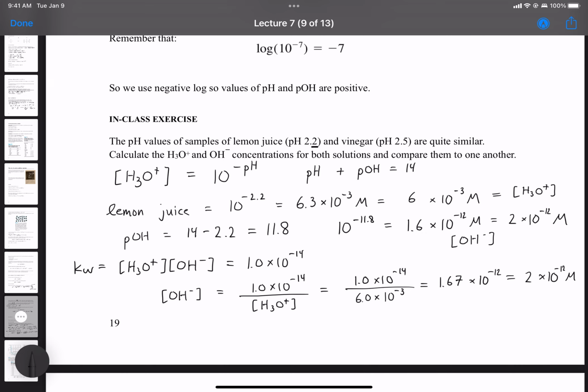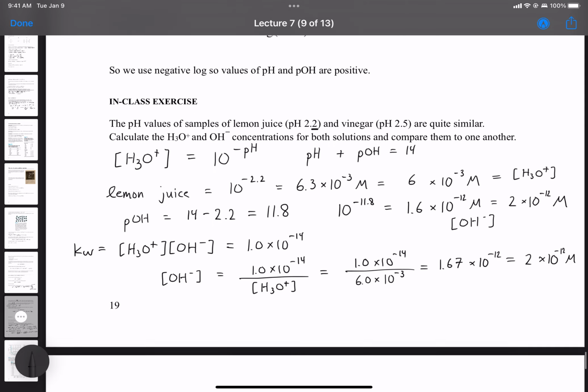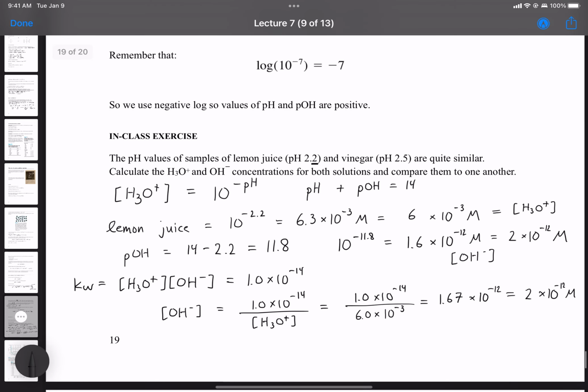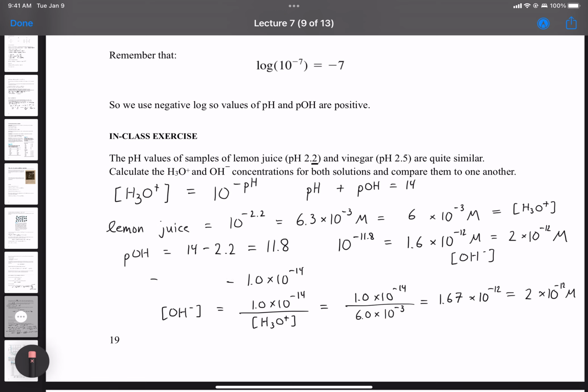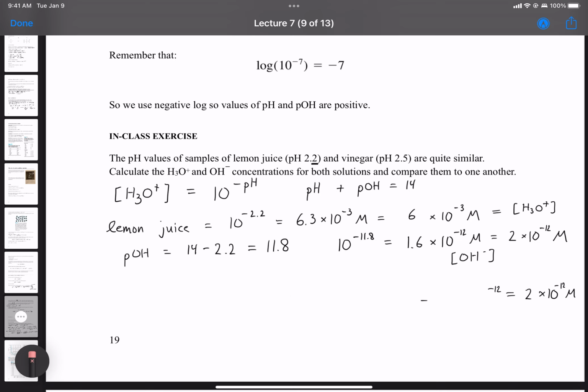Let's do one more, now let's do the vinegar solution. Okay, so now let's erase this. I'm just demonstrating that you can use both methods here. They'll give you good approximations.